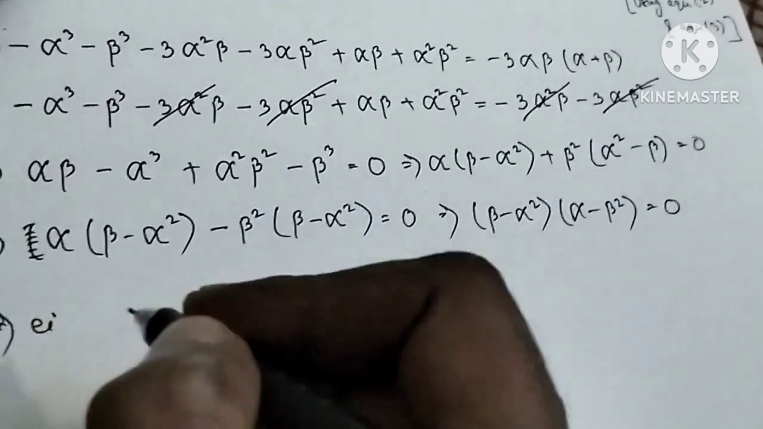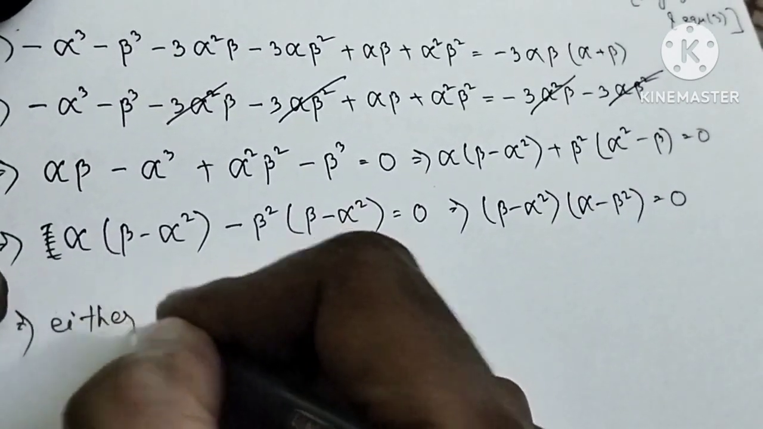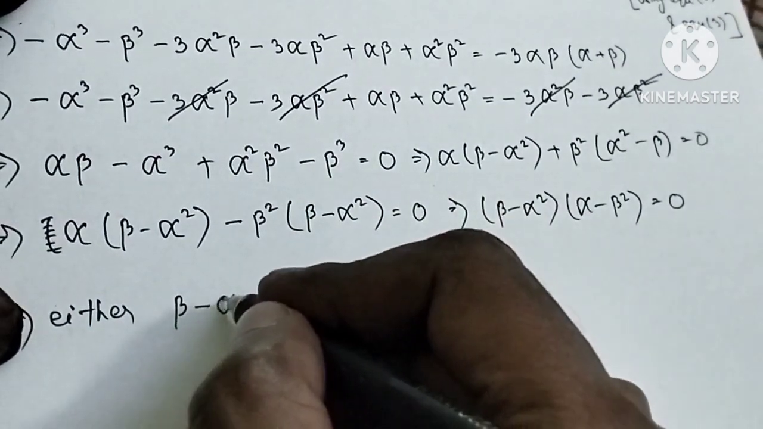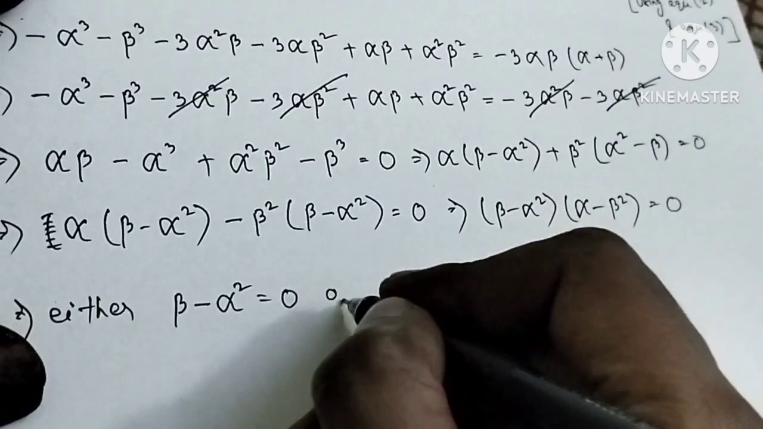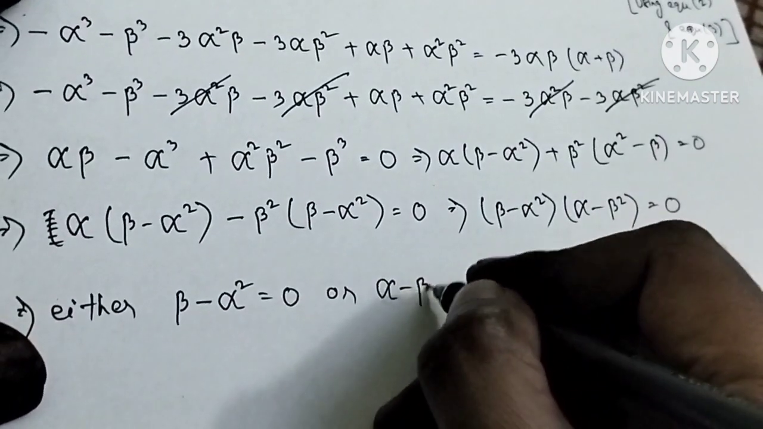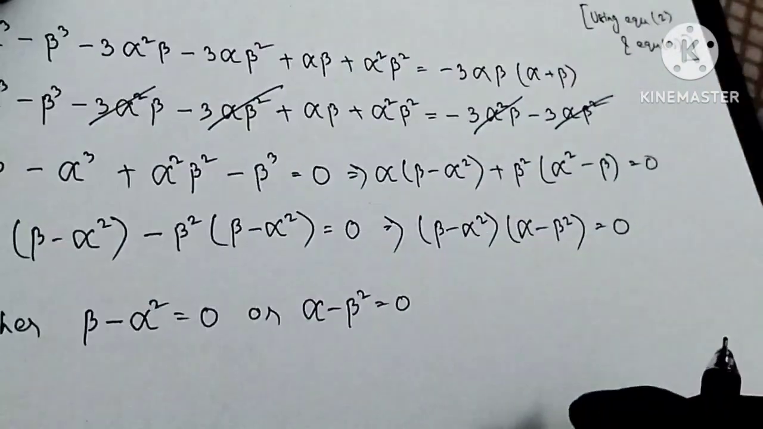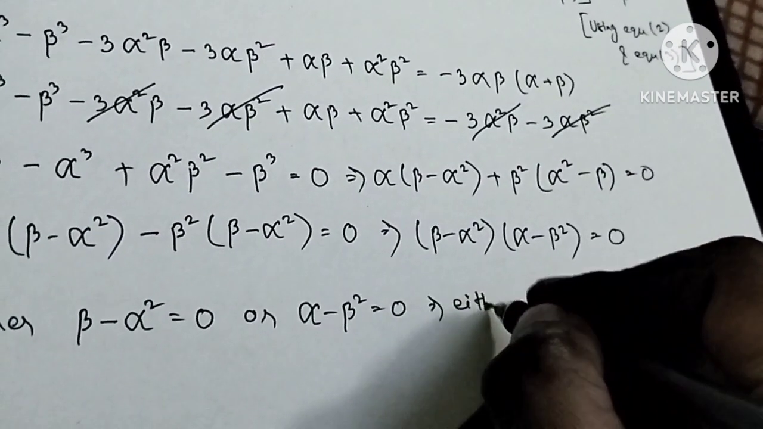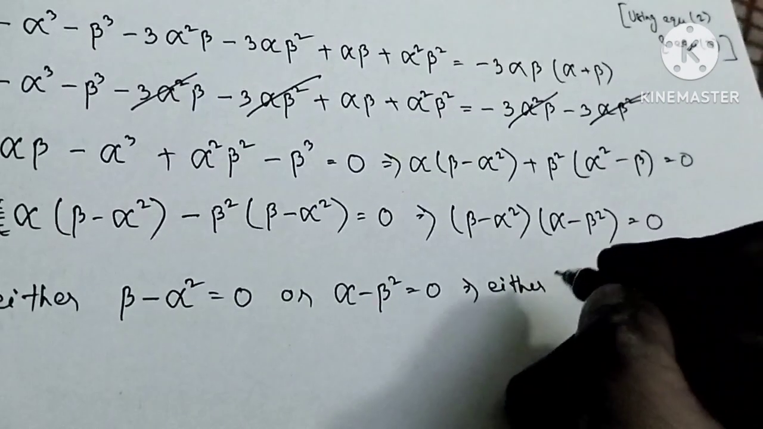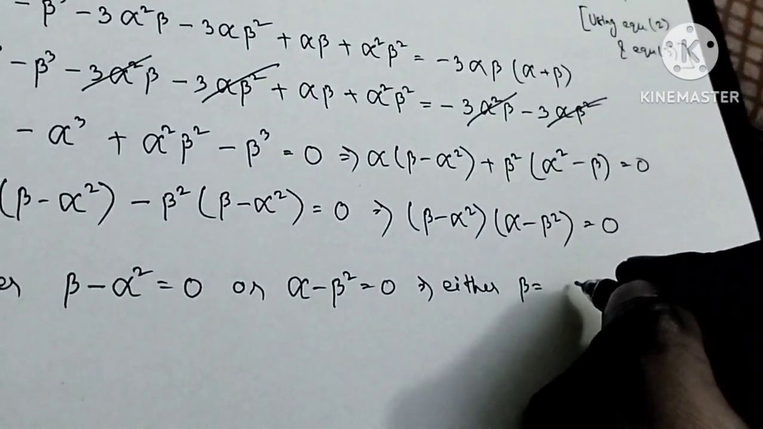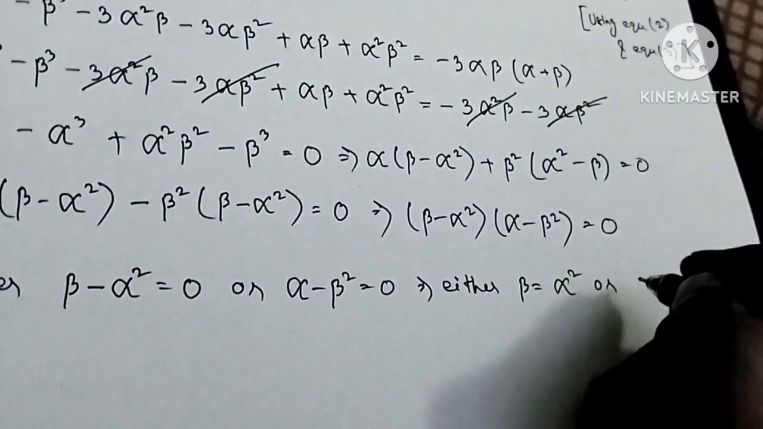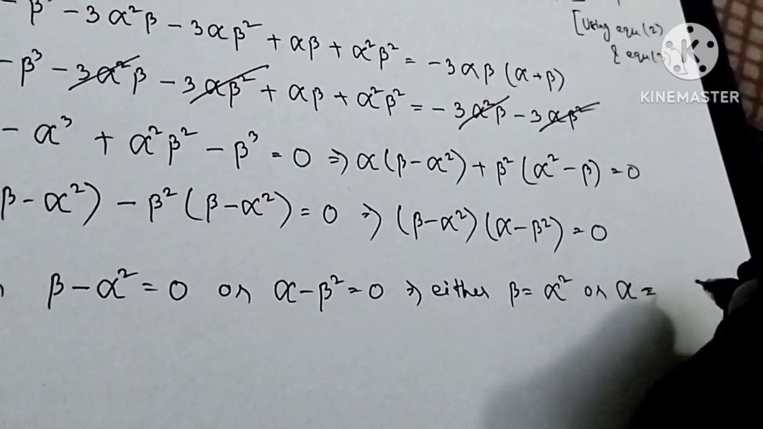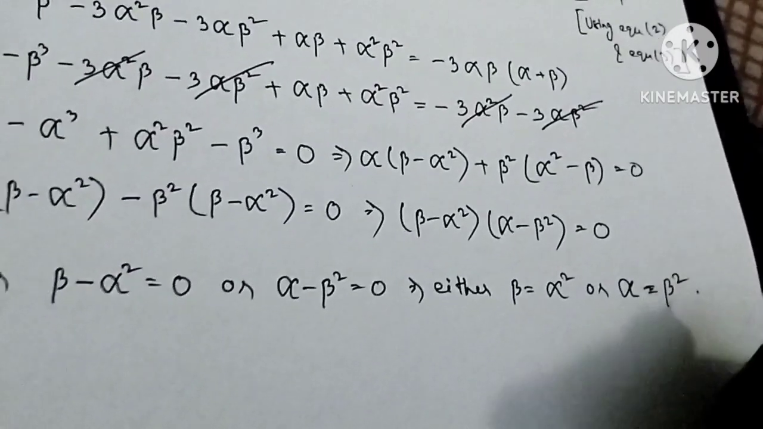So it means either beta minus alpha square is equal to 0 or alpha minus beta square is equal to 0. This implies that either beta is equal to alpha square, or alpha is equal to beta square.